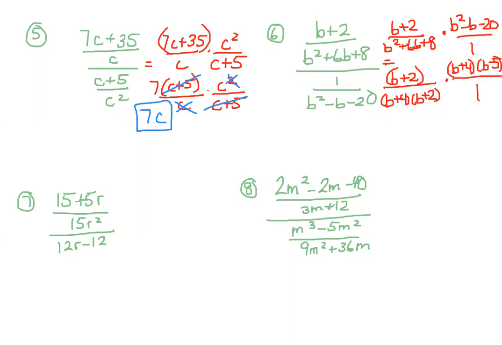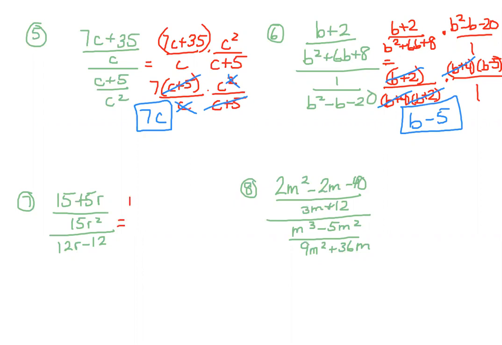So what can we cancel? B plus 4, B plus 4. And what are we left with? B plus 2, B plus 2. What are we left with? B minus 5 for the answer. Again, all the denominator gets canceled away.